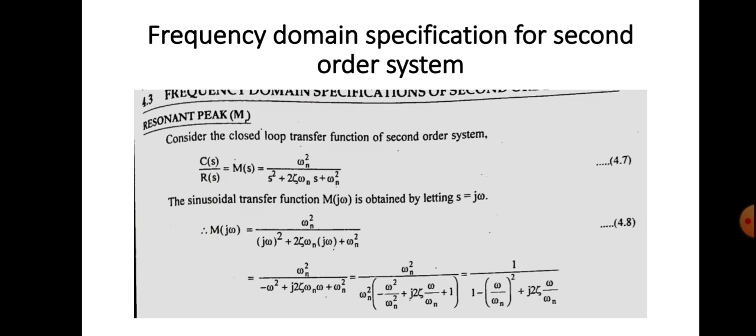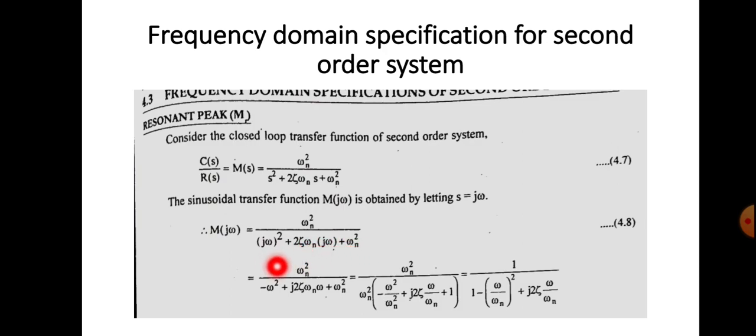For getting the equation for resonant peak Mr, we will take the second order system whose transfer function is given by C(s)/R(s) equals M(s), that is equal to omega n square divided by s square plus 2 epsilon omega n s plus omega n square. This is the basic transfer function of the second order system. Applying a sinusoidal input, M(j omega) is obtained by putting s equal to j omega. Substituting s equal to j omega in the above equation, we will get omega n square divided by (j omega) square plus 2 epsilon omega n j omega plus omega n square.